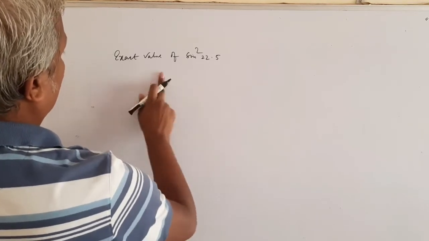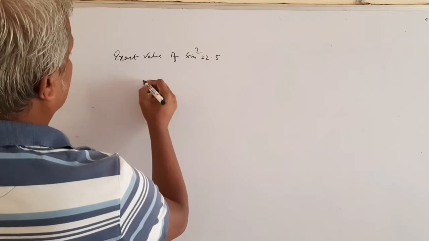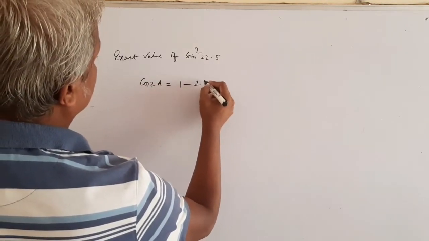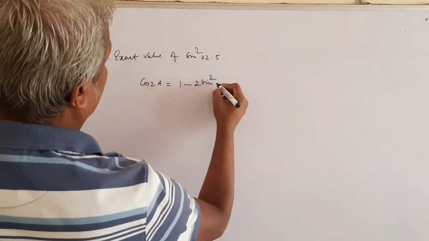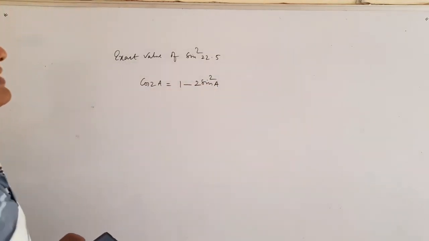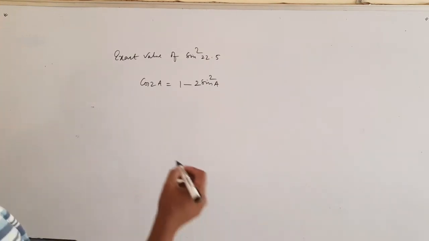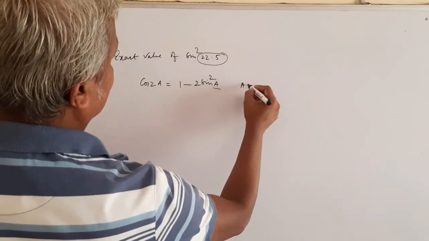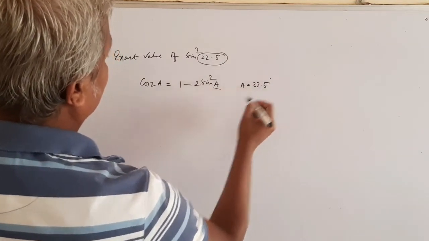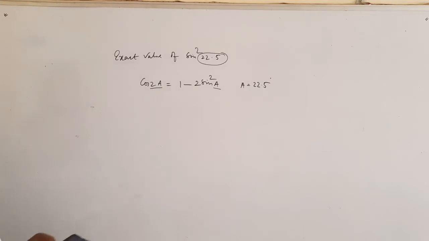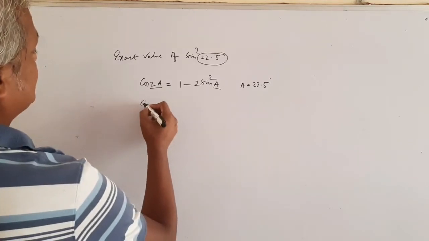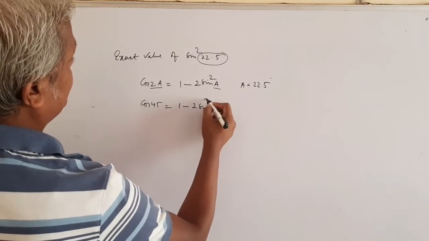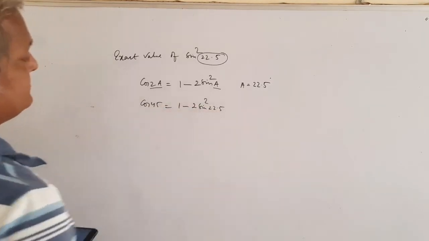If I go directly into the cos, that's better. Cos 2a is 1 minus 2 sine square a. This is the relation which we all know. And now, if you say a is 22.5 degrees, then this 2a will become directly 45. So that is cos 45 equals 1 minus 2 sine square 22.5.